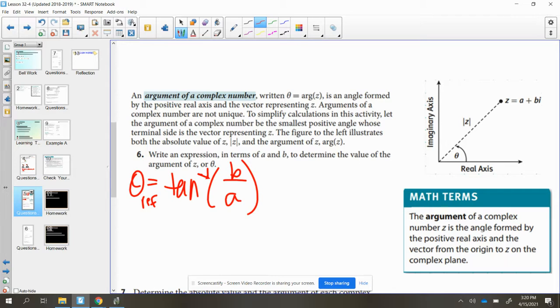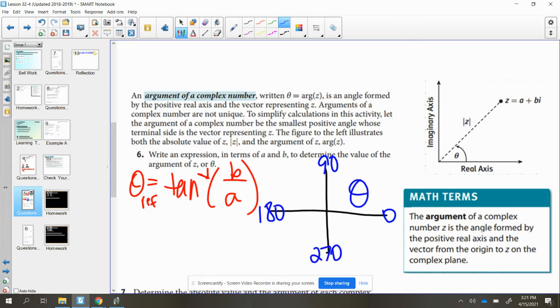Now, we know that based on this axis, obviously we have 0 degrees, 90 degrees, 180, 270. Our theta value would be a quadrant 1 value. It's our reference angle. In order to get quadrant 2, quadrant 3, quadrant 4, we know it's 180 minus theta to get between 90 and 180, 180 plus that reference angle, or 360 minus the reference angle. So those rules are still going to apply.